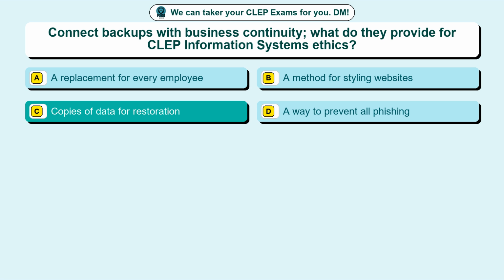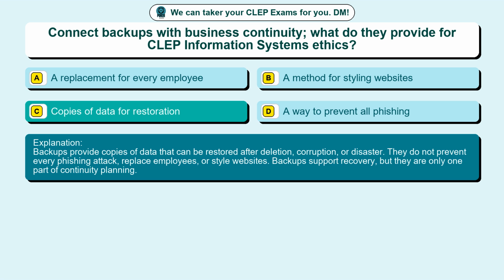The correct answer is option C. Copies of data for restoration. Backups provide copies of data that can be restored after deletion, corruption, or disaster. They do not prevent every phishing attack, replace employees, or style websites. Backups support recovery, but they are only one part of continuity planning.